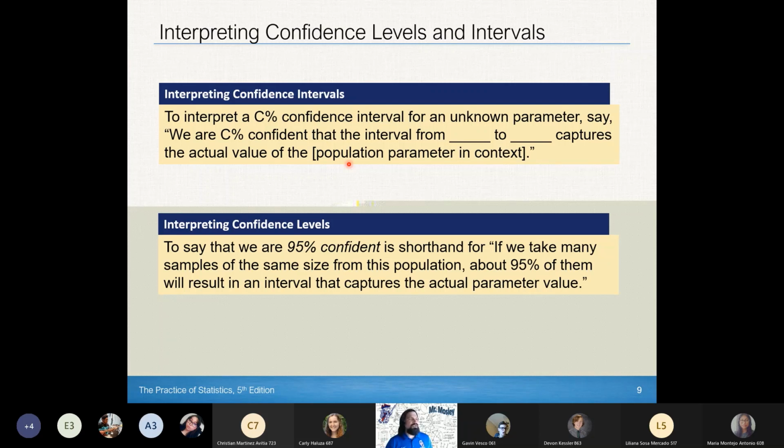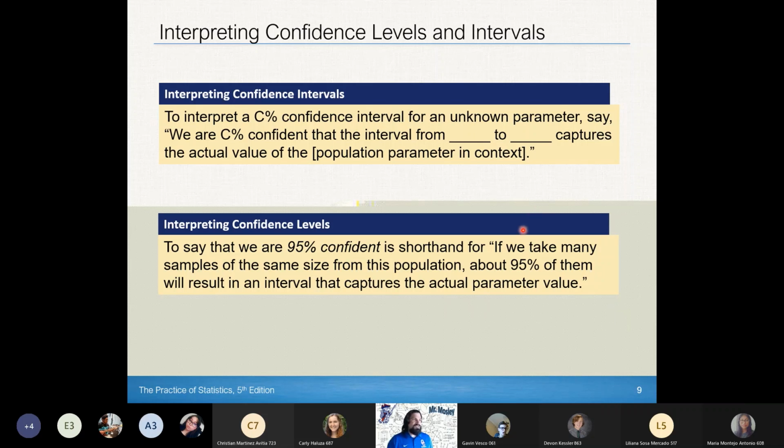I don't know, right? It would depend on your context. Interpreting confidence levels, to say that we are 95% confident is shorthand for if we take many samples of the same size from this population, about 95% of them will result in an interval that captures the actual parameter value. The verbiage used in these statements and the order in which these things are said matters.